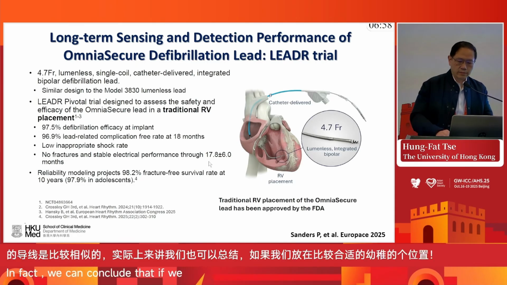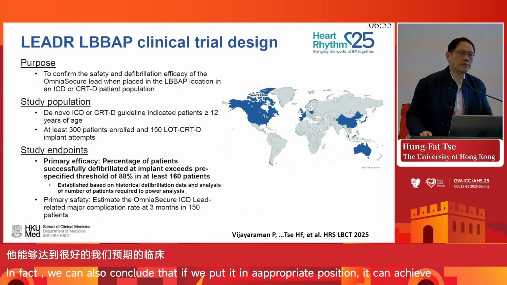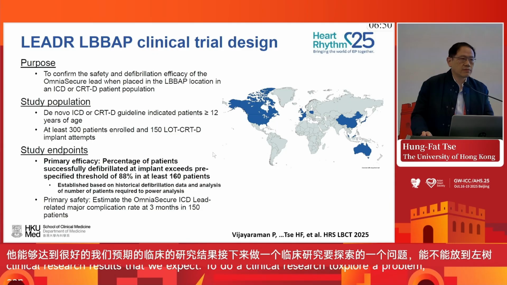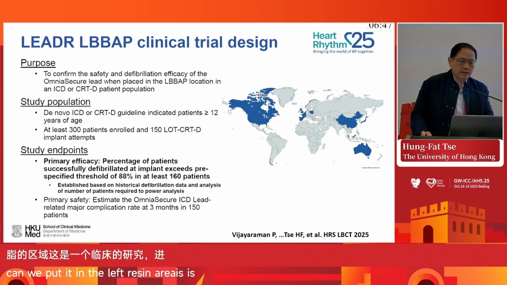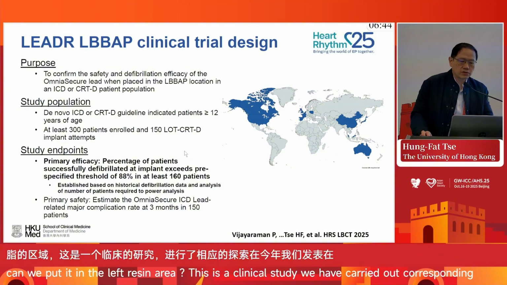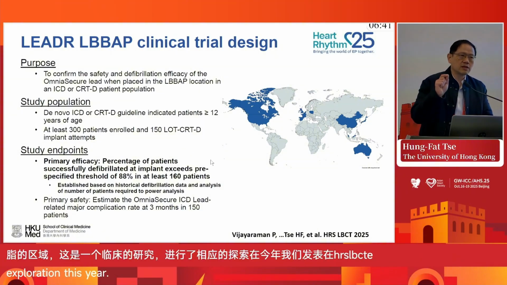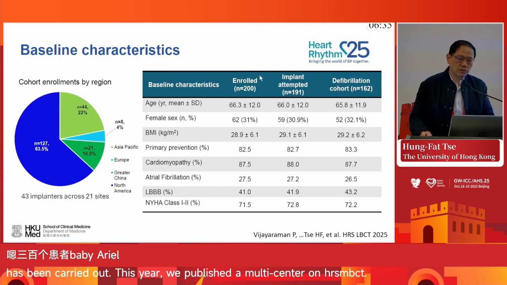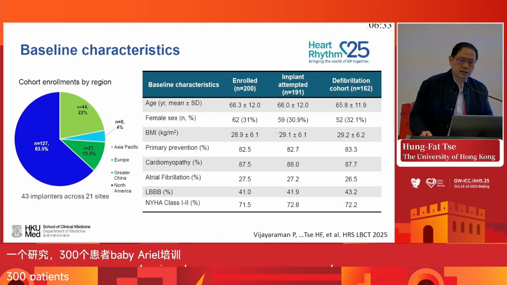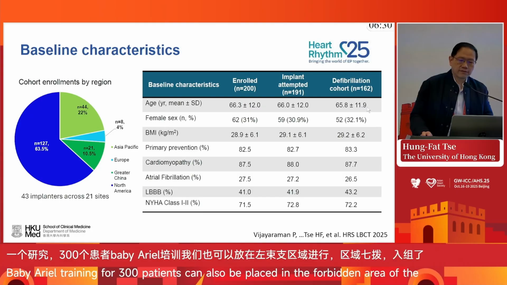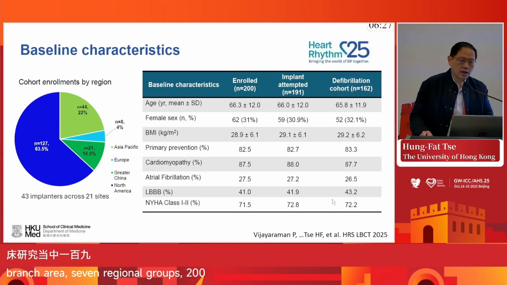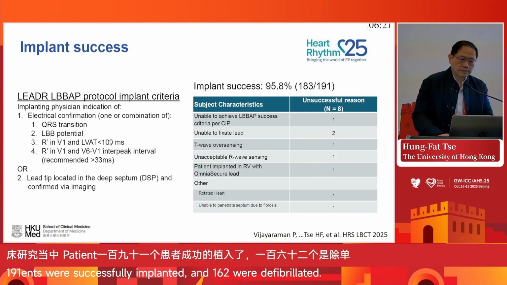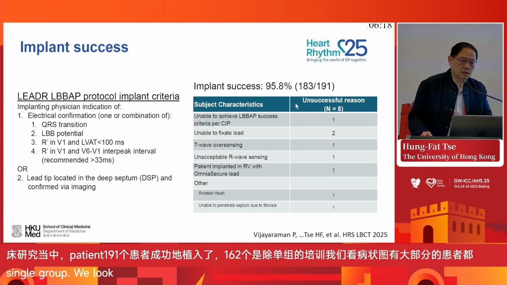So the next trial we have ongoing is: can we actually put that into the LBB area? This is the LEADER LBB area clinical trial. We just presented it as a late-breaking trial this year at HRS. This is a multi-center trial including almost 300 patients. The aim is to see whether we can put the lead not only in the RV apex, but also into LBB area pacing. We included 200 patients in the trial, with a successful implant in 191 patients, and the defibrillation cohort was 162 patients. A certain proportion of the patients are also from the Asia Pacific region. The successful implant rate is 96%, very high.